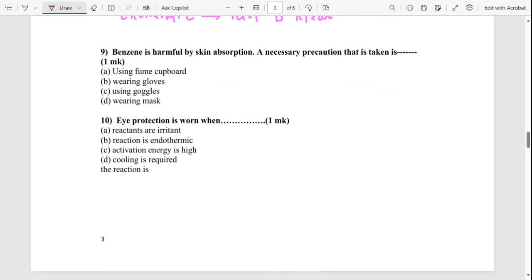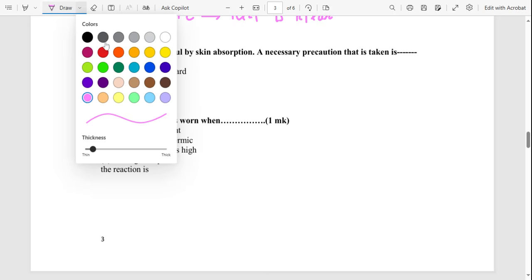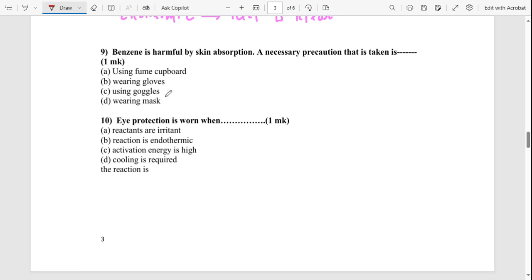Number 9 is saying benzene is harmful by skin absorption. A necessary precaution that is taken is because benzene is harmful. What do you do when it's harmful by skin absorption? So what are you going to do really to help you with that? Using a fume cupboard, wearing gloves, using goggles, wearing a mask.